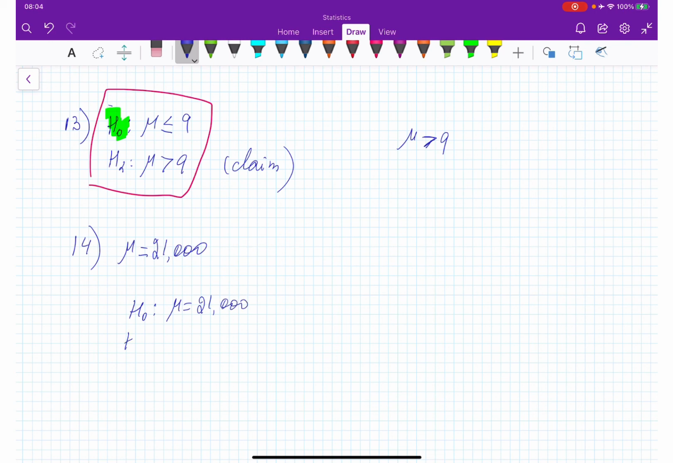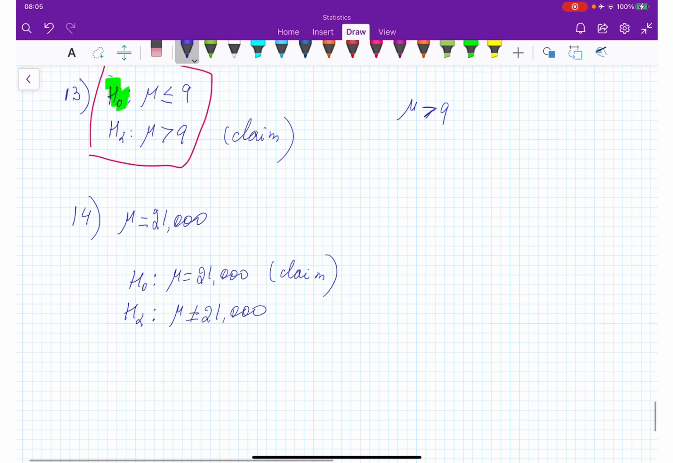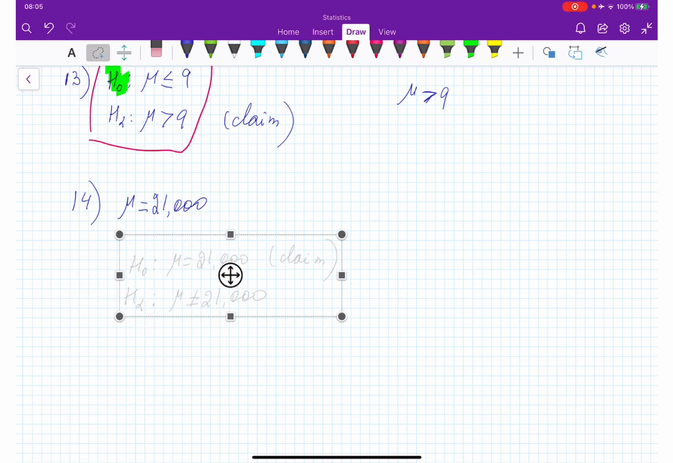Now, what is going to be the alternative complement? If it's equal, then it's going to be not equal. And that will be our null and alternative hypotheses. Okay? And the claim is going to be which one? This one, because our mu is 21,000. That's the claim. Okay, question number 15. I think I can write down number 15 on this side.